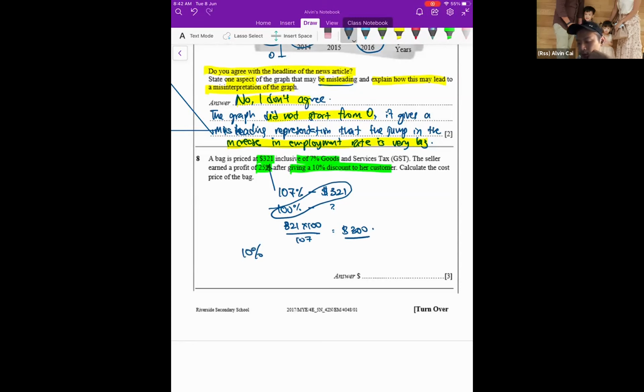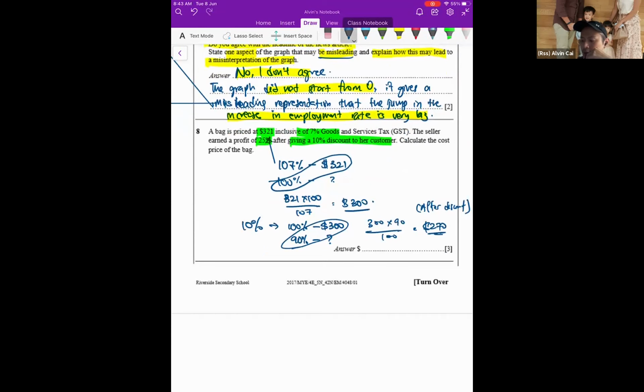Okay, so 10% discount. So what we need to do is find the 10% discount, how much is that after that? So it's basically finding 90%. So 100% represents 300. So I want to find 90% equals to how much? Okay, so once again, 300 times 90 divided by 100, that will give us 270. Okay, so 270 is the after discount. And next part, we are supposed to find the cost price.